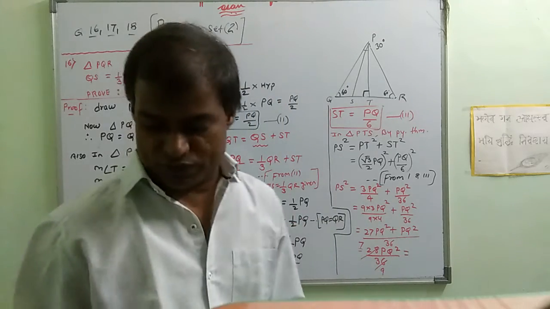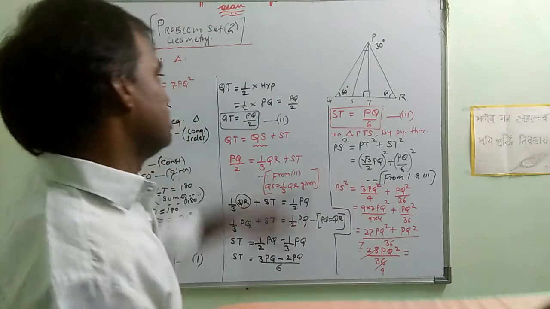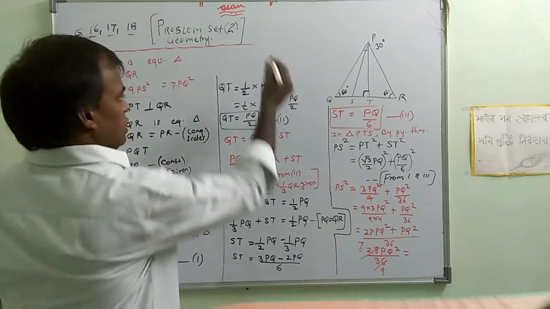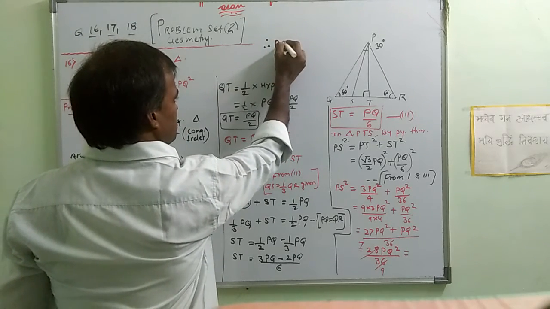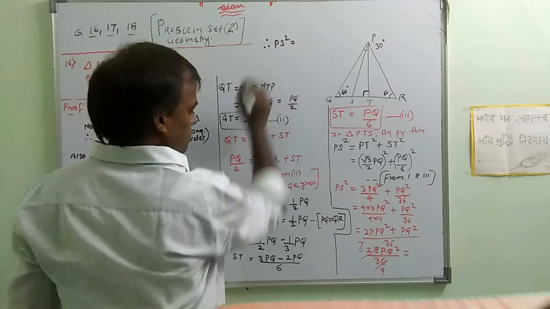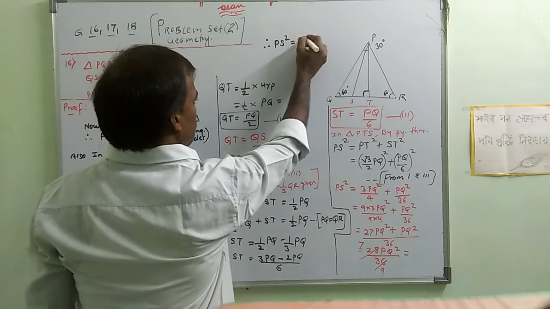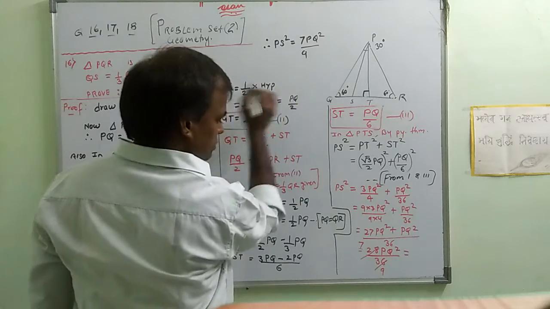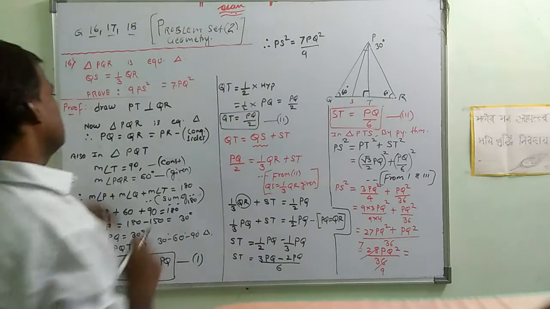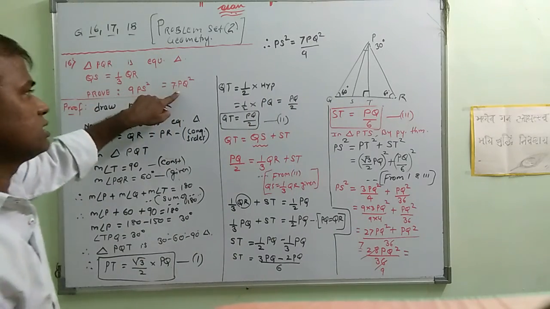Here only we prove. So let me write the answer over here. Therefore, PS square equals 7 PQ square upon 9. So this 9 goes here. 9 PS square equals 7 PQ square.